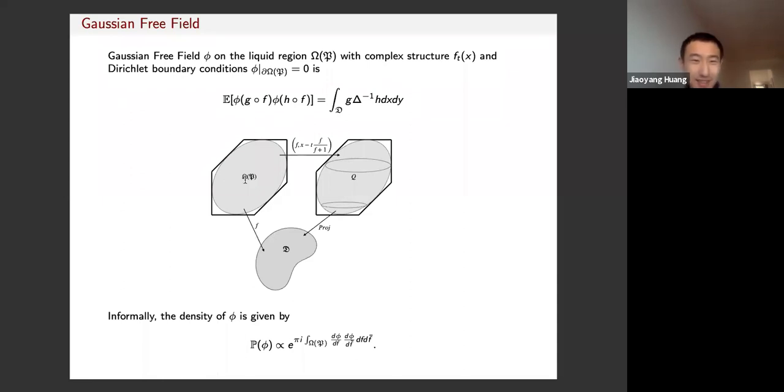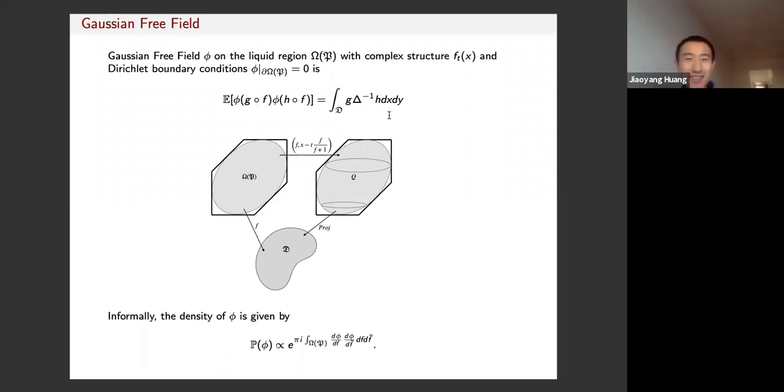Then the Gaussian free field on the liquid region is just a pullback of the Gaussian free field on D using this map F. So in other words, take any two functions G and H on the domain D. The Gaussian free field, then you pull it back, get a function G composed with F and H composed with F. And phi acts on them, the two are Gaussian variables, and the covariance is given by the integral of G, Laplace inverse H dx dy.